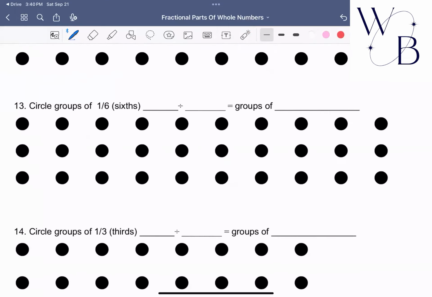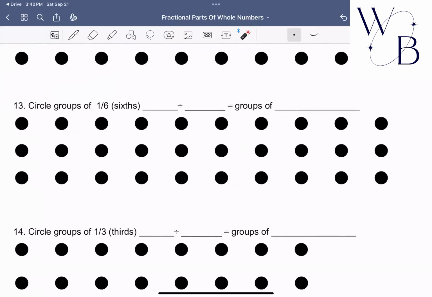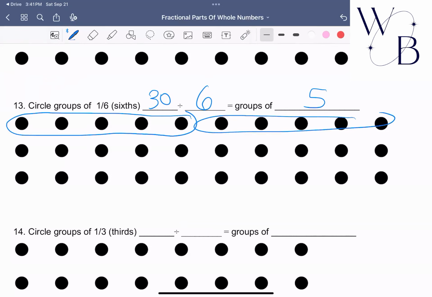Let's do number 13. It says circle groups of 1/6 or sixths. So I'll give you a moment to work on that. All right. So we have 1, 2, 3, 4, 5, 6, 7, 8, 9, 10 going across. So 10 times 3 is 30. And then we are making 6. So we're going to divide everything by 6. So we're going to have groups of 5. So we're going to circle.